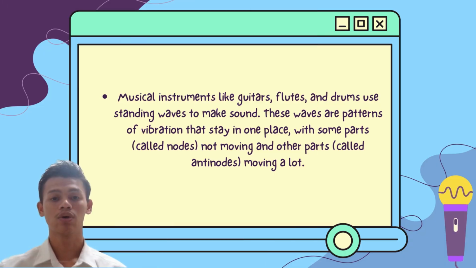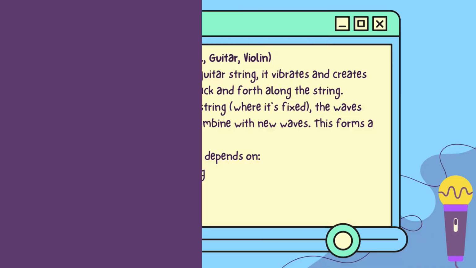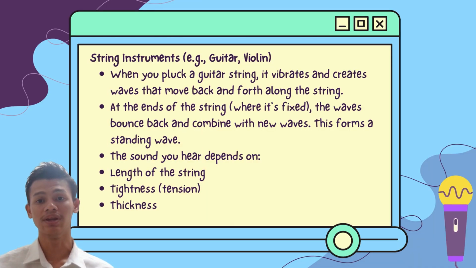Hi, Assalamualaikum warahmatullahi wabarakatuh. My name is Ab. Rahman bin Ab. Rahman and I will continue with the application of standing wave in musical instruments. Musical instruments like guitar, flute and drum use standing waves to make sound. These waves are patterns of vibration that stay in one place, with some parts called nodes which are not moving and other parts called antinodes which are moving. So, how do standing waves work in instruments?